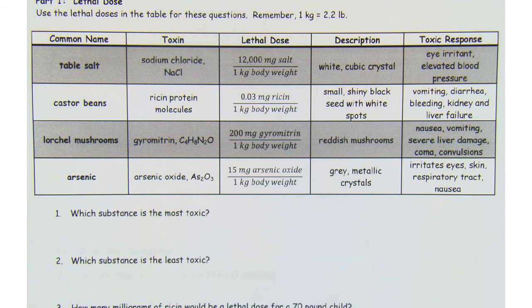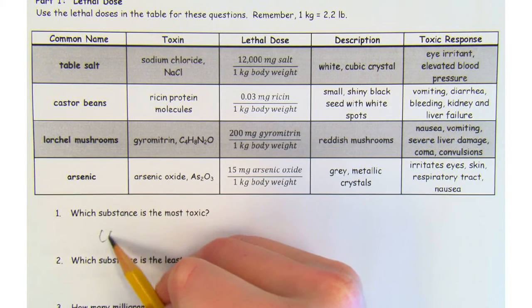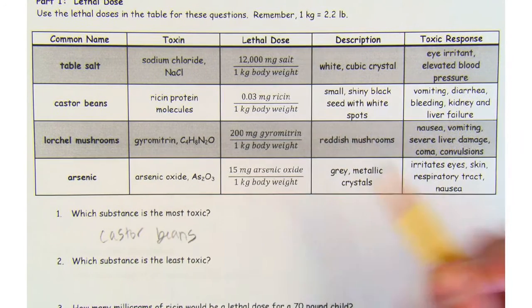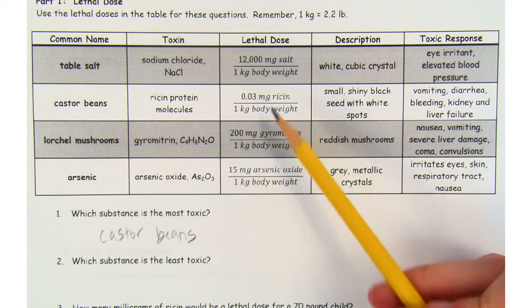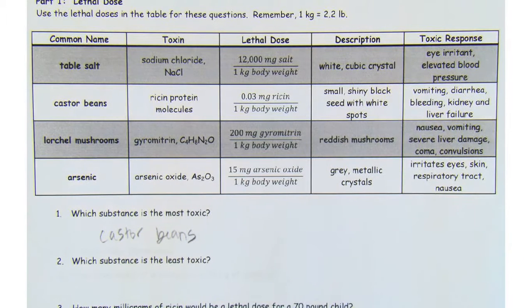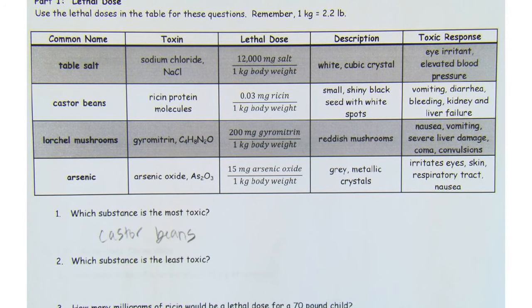The most toxic, the best poison, is the one that you have to give someone the least of in order to kill them. In that case, that would be the castor beans. If you look at the lethal doses, castor beans is the smallest, which means per weight of your body you need a tiny, tiny amount of toxin to kill you. So it's the most toxic.